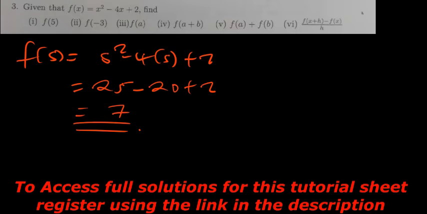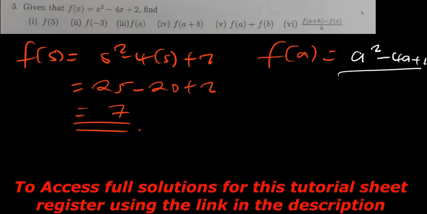So I'm going to do part 3. F of a, where there is x, put a. So it is a squared minus 4a plus 2. It's done like that. So the answer is a squared minus 4a plus 2. Yes, quite okay. You are wondering why these things look to be simple. They are simple, yes. You just plug in the values.